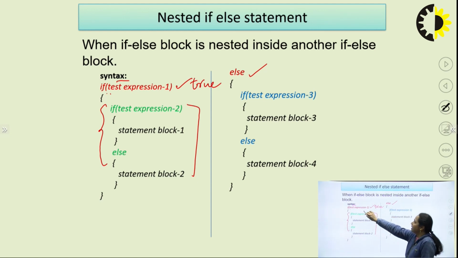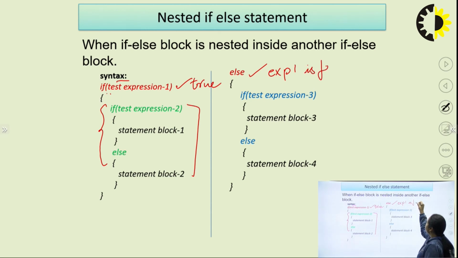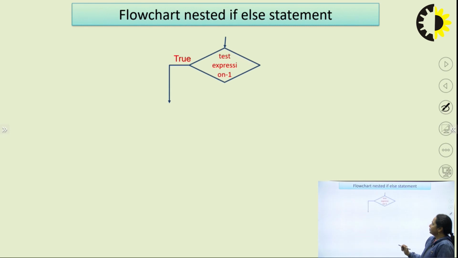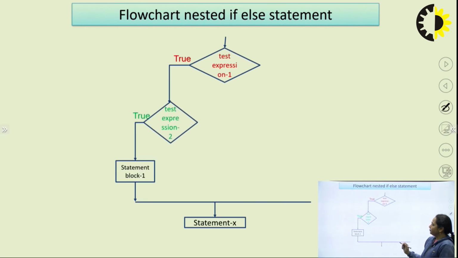So, when this expression 1 is false, what will be executed? This part will be executed. And as you can see here also within else part, we have written if and else. So, this is the syntax for nested if else. We are using if else within if else. This is the flow chart.